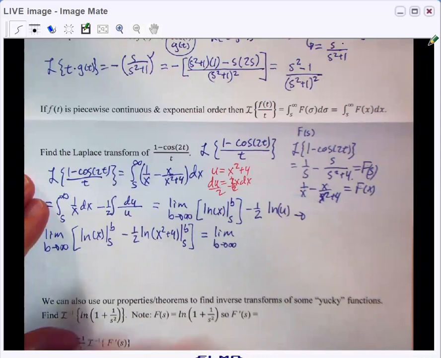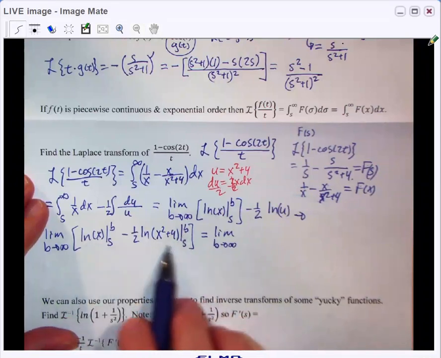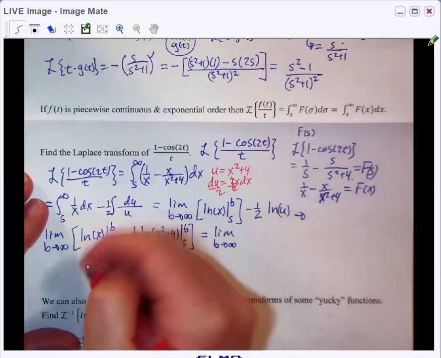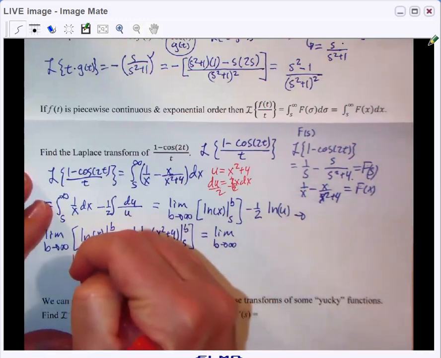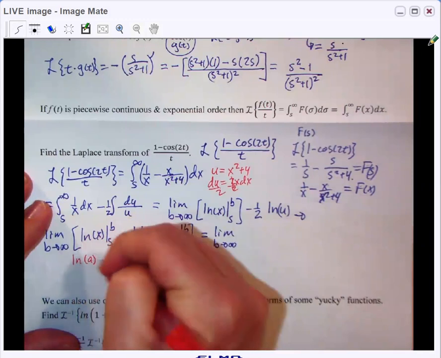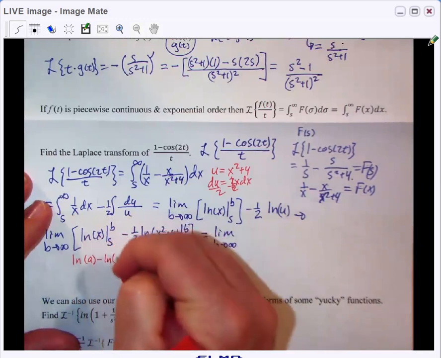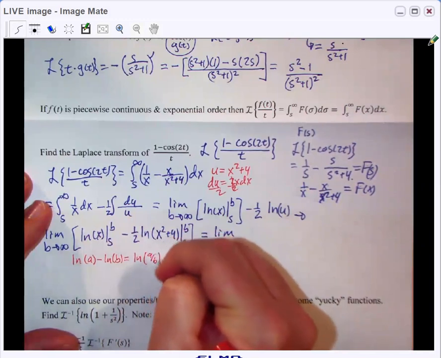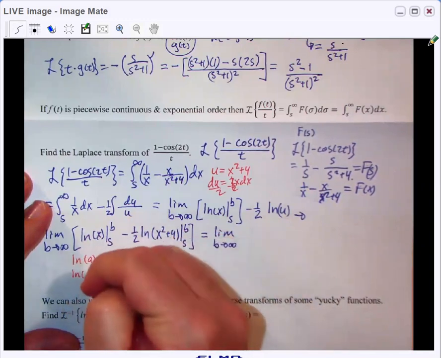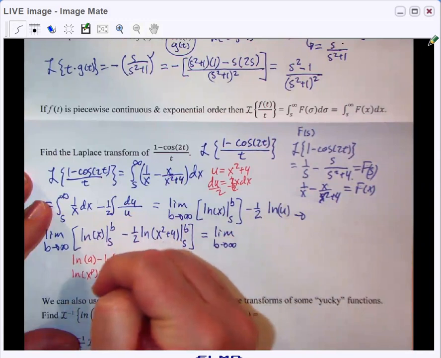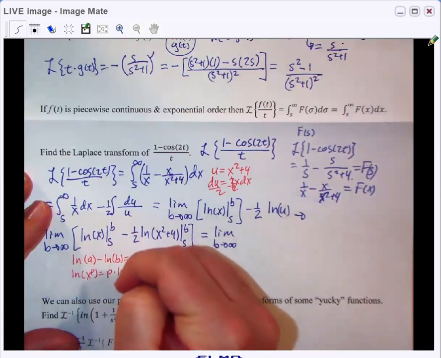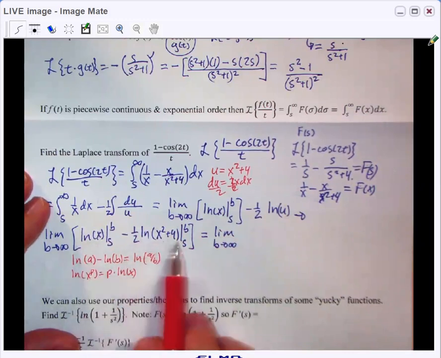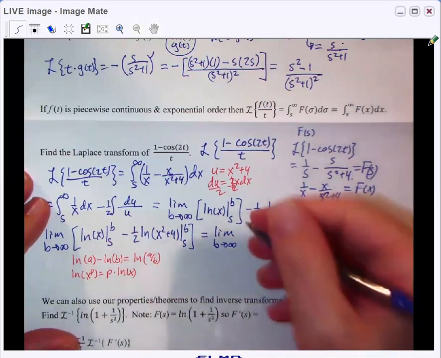Let's go ahead. I noticed that I'm evaluating between the same limits and I've got natural logs. So I'm going to remember a couple of my properties of logarithms. One of the properties is natural log of A minus natural log of B is equal to natural log of A over B. And the natural log of x to the pth power is p times the natural log of x. So I'm going to use those two properties to make this a little bit friendlier looking.